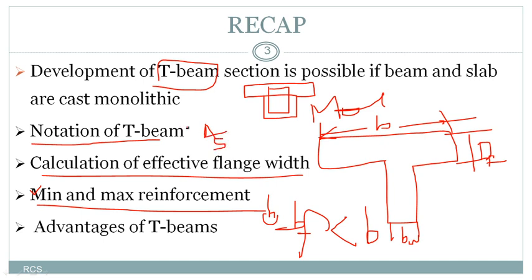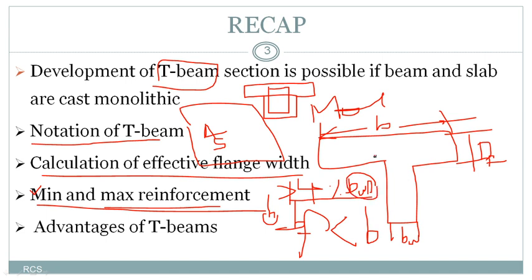The area of steel we obtain should not be less than this AS value, which is calculated based on the Codal equation. And the maximum reinforcement to be provided in a T-beam is 4% of the gross cross-sectional area, that is 0.04 of BW into D. So the area of reinforcement provided should not be greater than 4% of BW into D. BW into D we can term as the overall gross cross-sectional area of the T-beam.